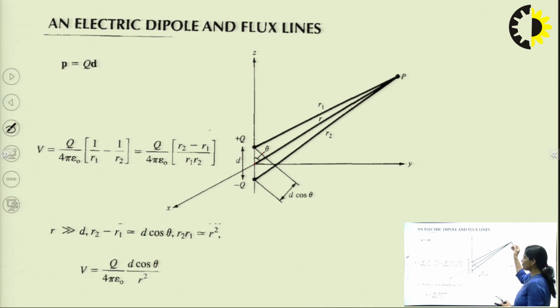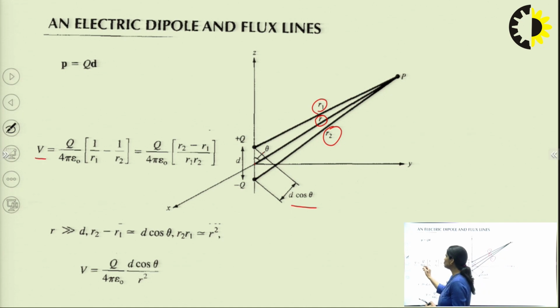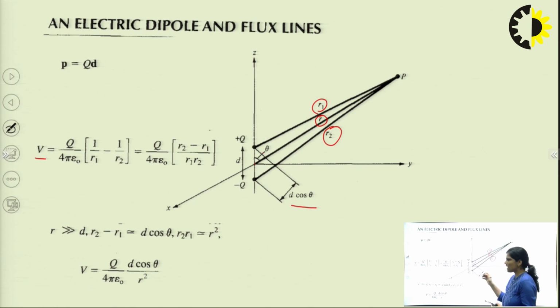When you are joining this point to the z axis, this is r1, this is r2, and when you are joining the origin, that distance is r. Now here, from this point to this point, your distance is d cos theta. Now here, potential, you all know V is equal to what? V = Q/(4 pi epsilon naught) [1/R1 - 1/R2]. Now here you can take LCM and you can find that it is equal to Q/(4 pi epsilon naught) (R2 - R1)/(R1 R2).